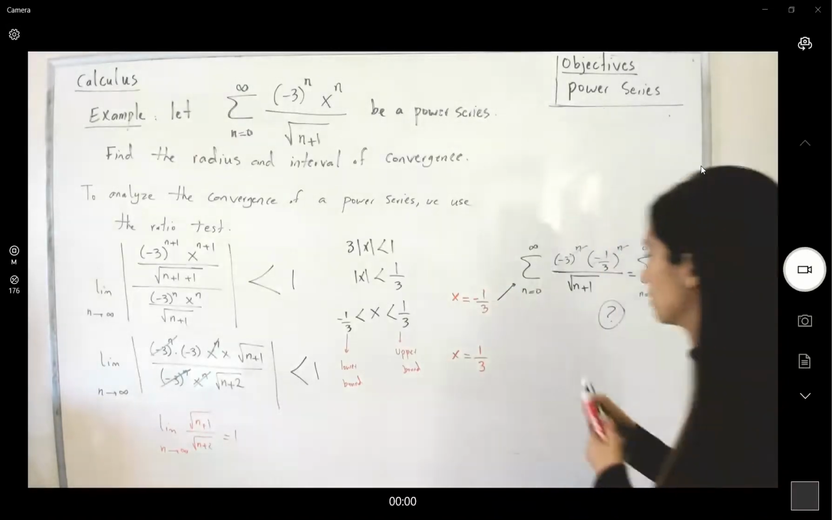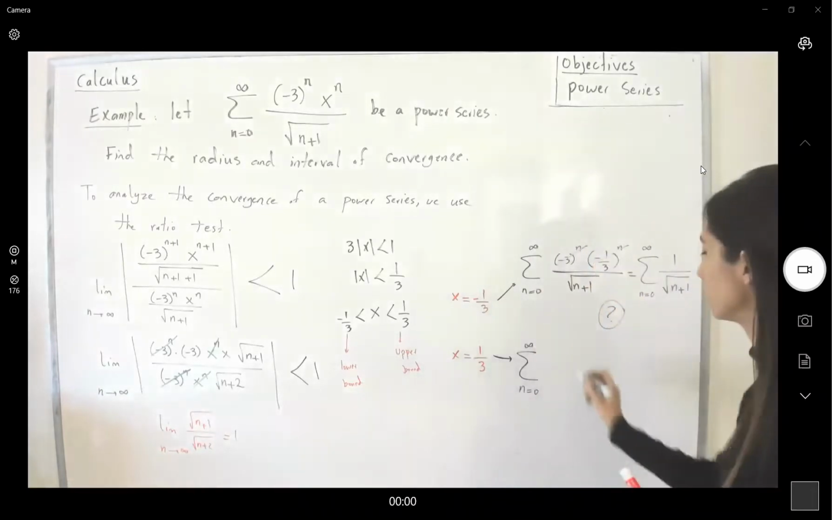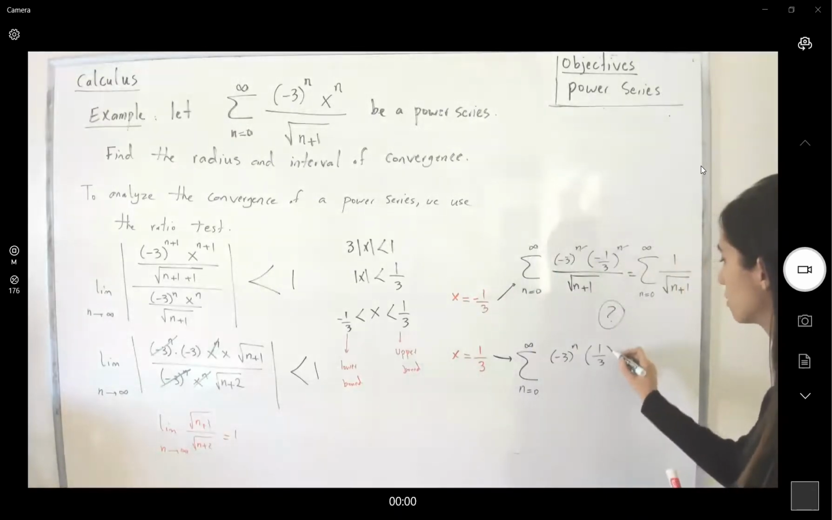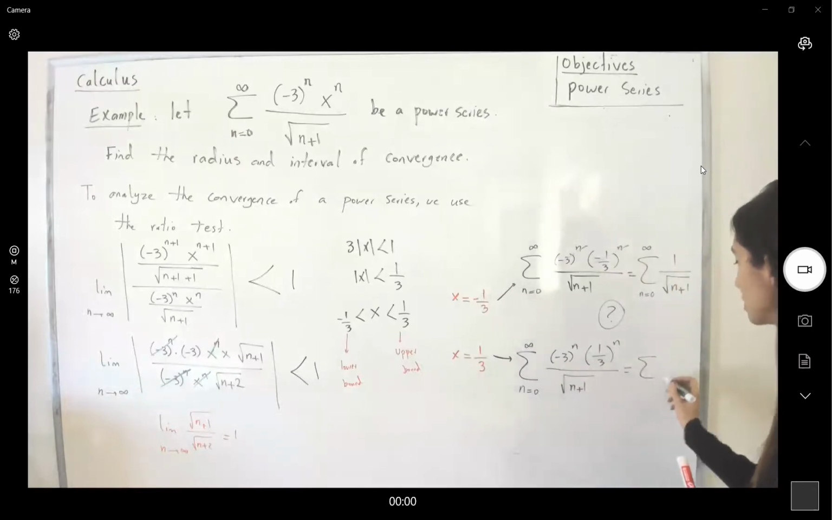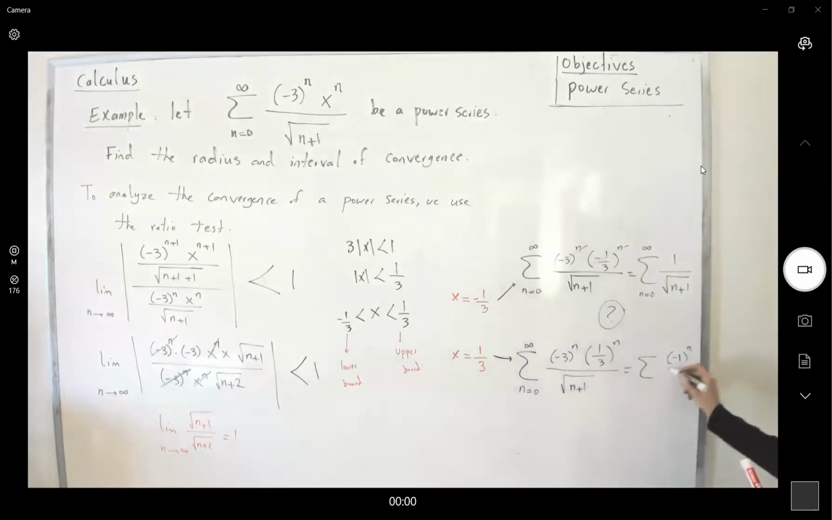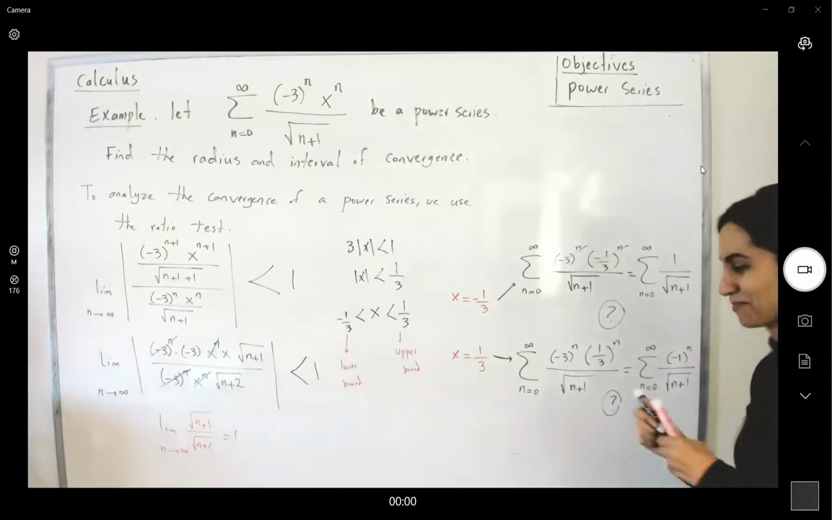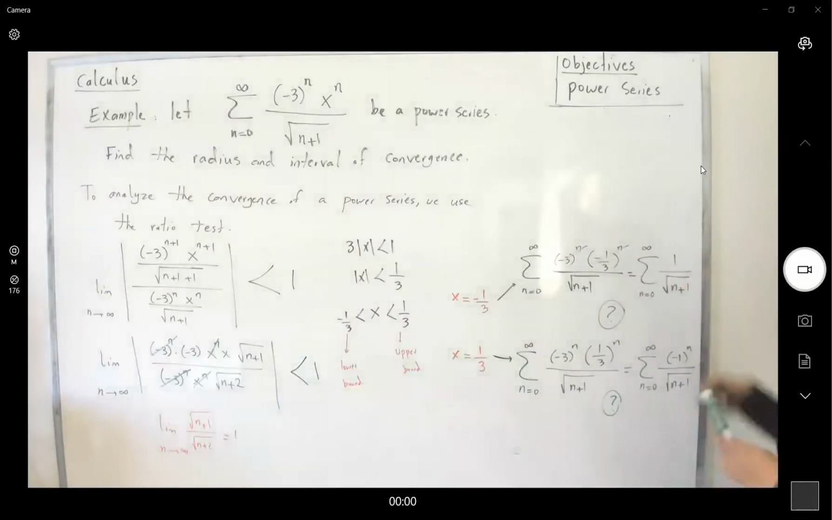What happens here? Here we have a series that ranges from 0 to infinity, negative 3 to the power n, times now a third to the power n, divided by square root of n plus 1. If we simplify this, we get the sum of negative 1 to the power n, divided by square root of n plus 1, n starts from 0, goes to infinity. The same here. Is this convergent? Is this divergent? Well, by using the limit comparison test, this series is a divergent series.